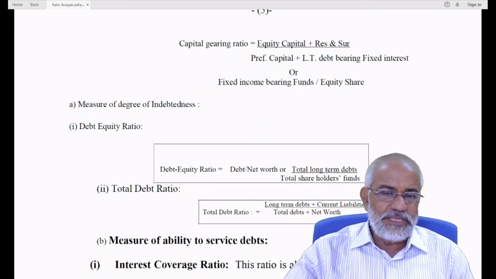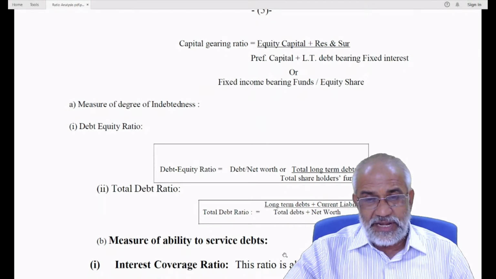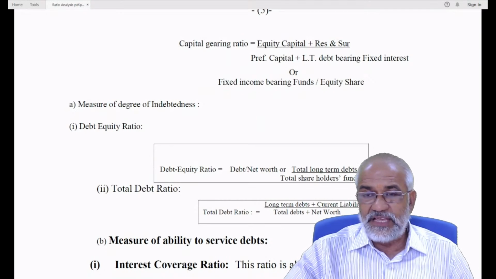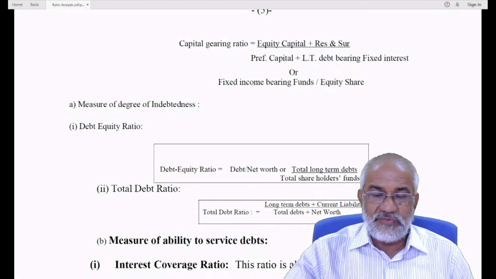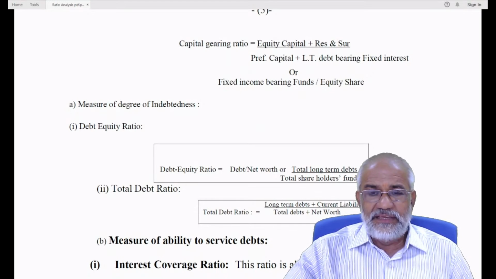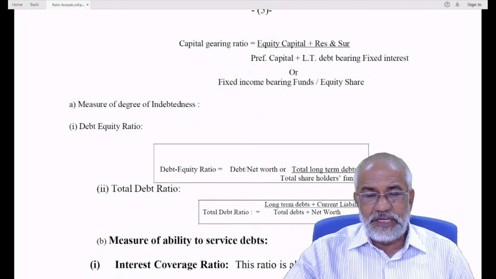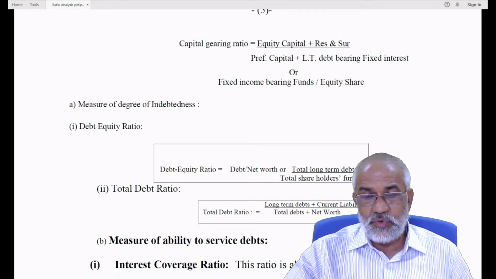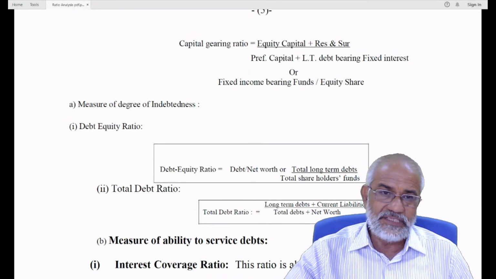Debt equity ratio is an important ratio for the bankers and the financial institutions while making finance to the organization. How is the debt equity ratio calculated? The total debt divided by the net worth of the organization, which can otherwise be calculated as the total long-term debts divided by the total shareholders' funds. That would be the debt equity ratio.